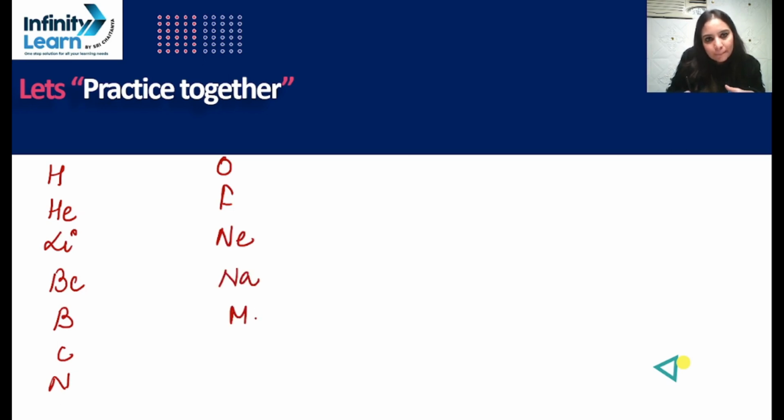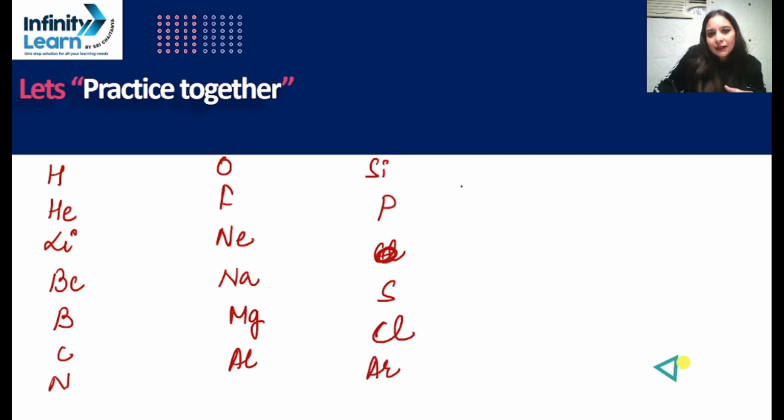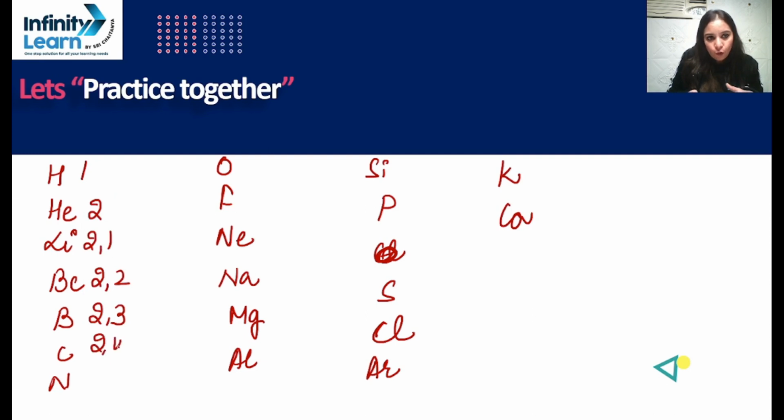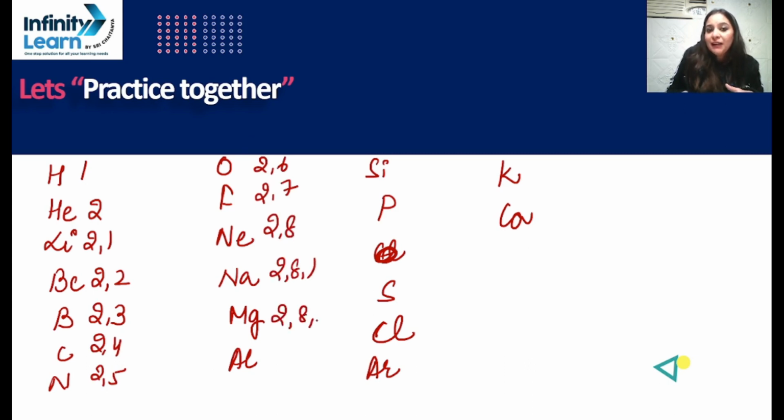Then you have sodium, magnesium, aluminium, then silicon, phosphorus, 14, 15, 16 is sulfur, sorry. And then 17, then you have 18, then 19, and then 20. Okay, so if I write their configuration, this is 1, this is 2, this is 2,1, this is 2,2, this is 2,3, 2,4, 2,5, 2,6, 2,7, 2,8. I hope you all know how to write the configuration. And please make sure that when you write the configuration, you separate them with commas.